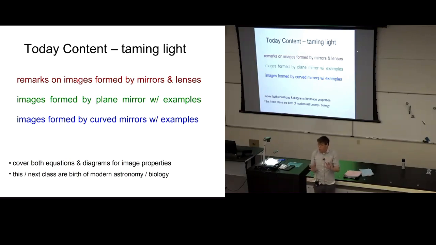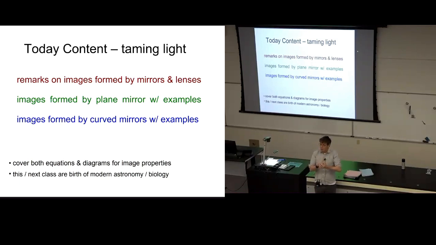Today's class we're going to use those laws, and next class we'll use those laws. We're going to kind of tame light, and we're going to use light to build light instruments, optical instruments, and explore this world. This is really kind of the birth of modern biology, because understanding light enabled the building of microscopes. This is kind of the birth of modern astronomy, because understanding light allowed scientists to build the first telescopes.